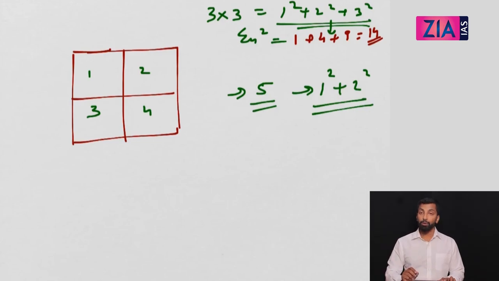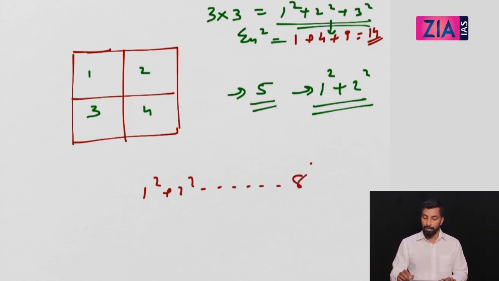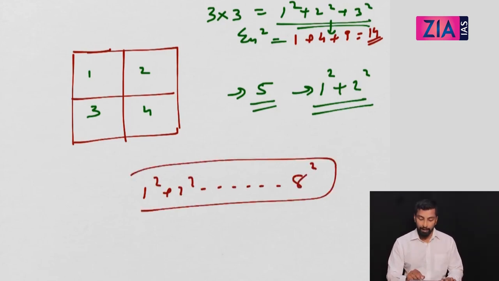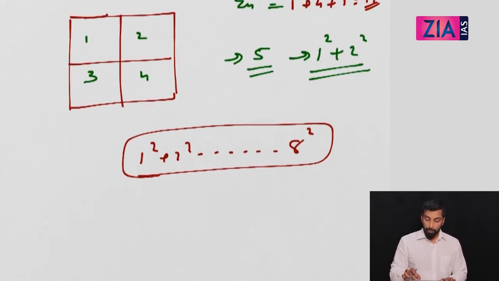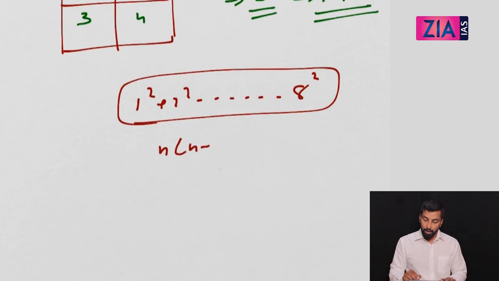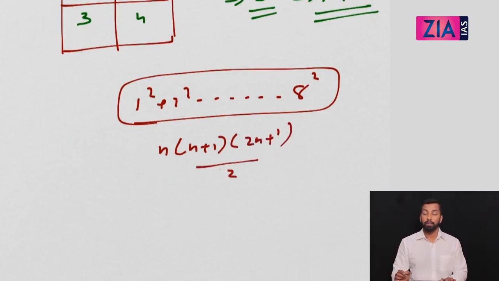But if I ask you the number of squares in a chessboard, then you know a chessboard is 8 into 8 square. So your answer is 1 square plus 2 square, etcetera, up to 8 square. It's not worth finding manually during the exam. So you can apply the formula n into n plus 1 into 2n plus 1 divided by 6.